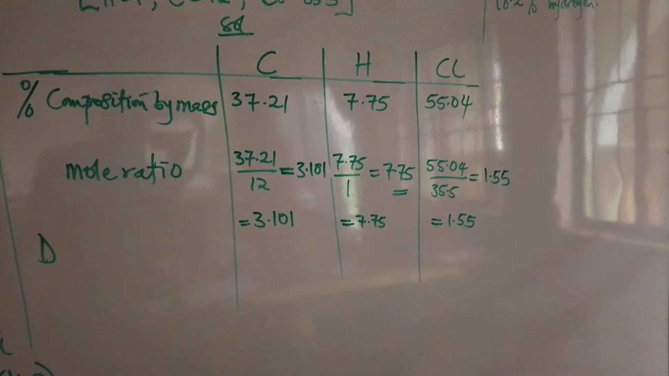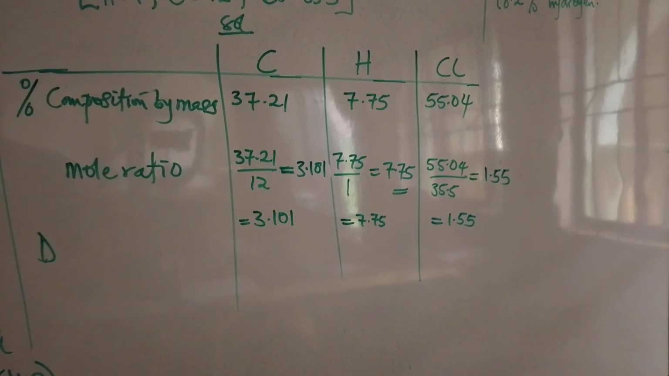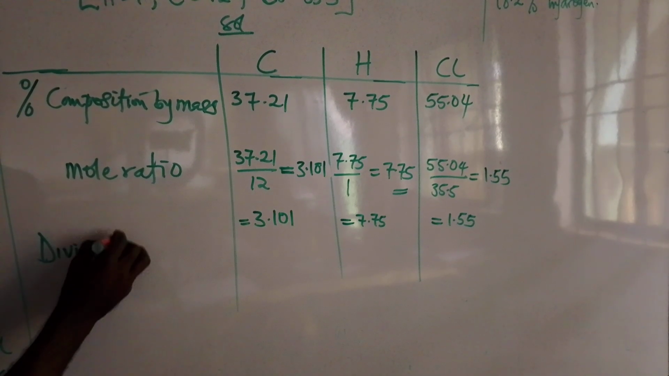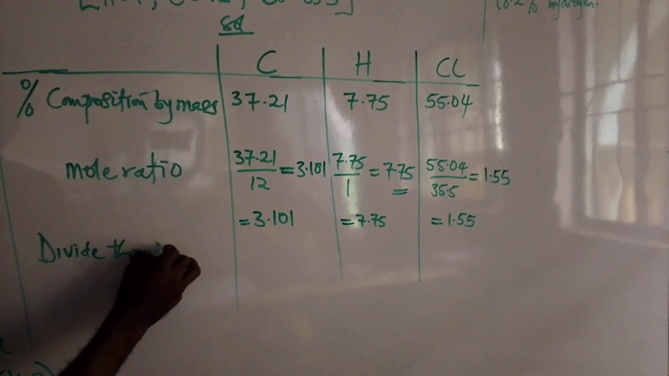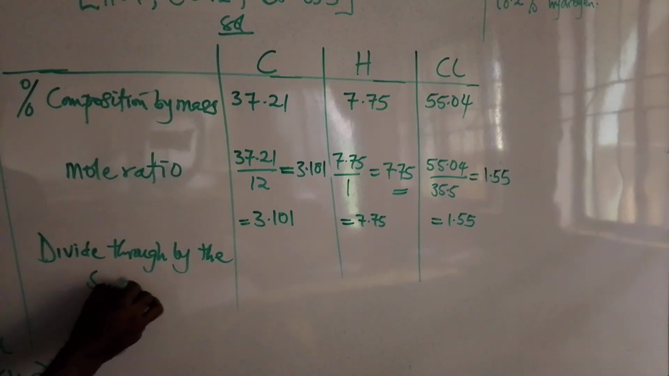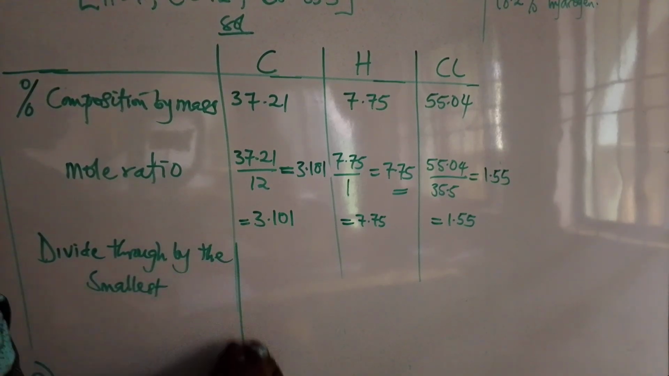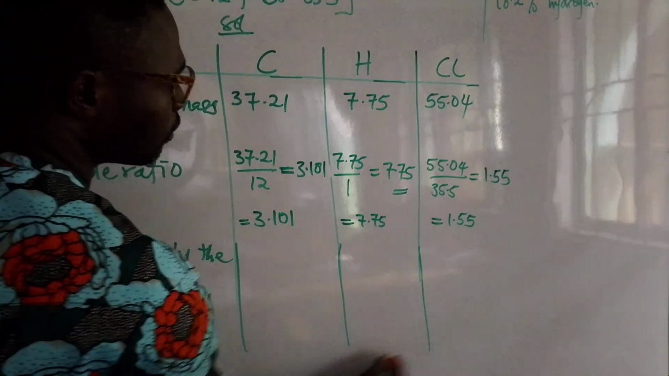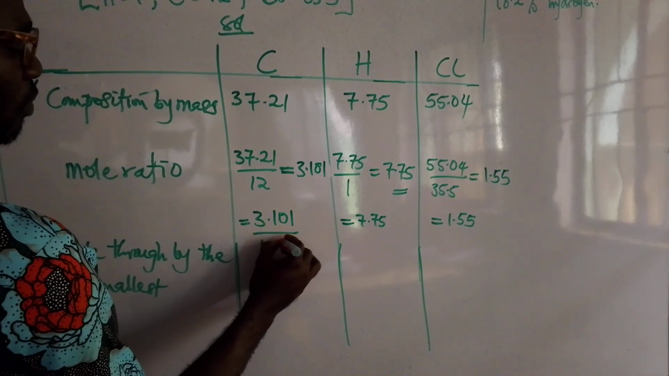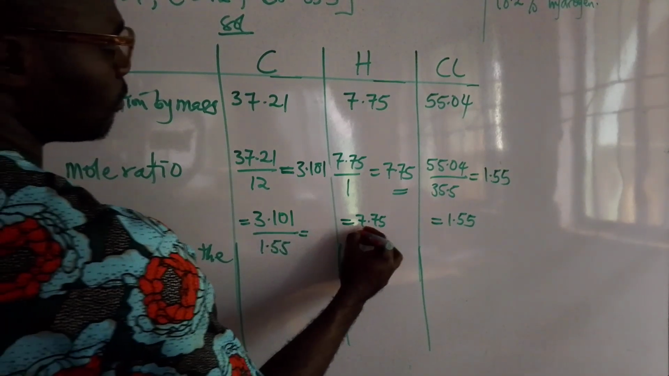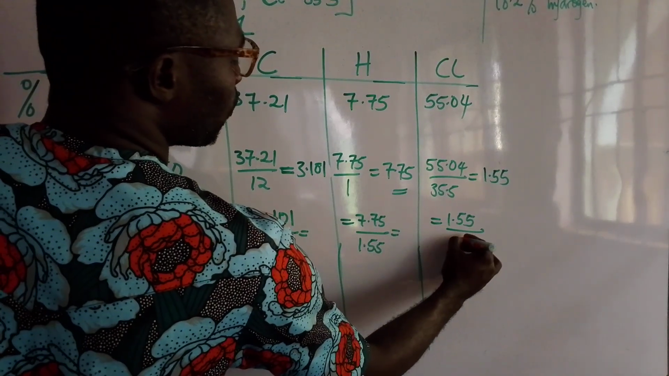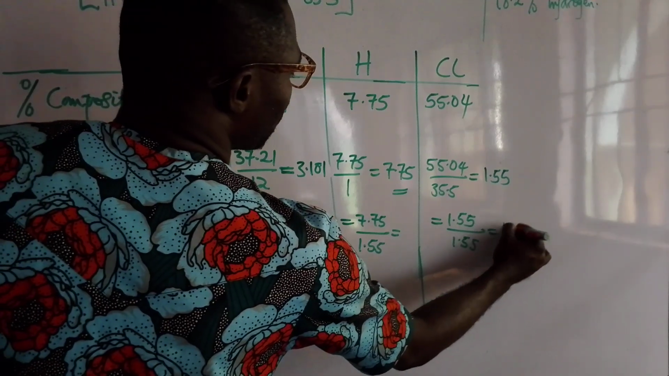The next stage is to divide through by the smallest. Which of them is the smallest? So I have 1.55. I'm dividing this one by 1.55, this one by 1.55, and this one by 1.55. So this one I'll get 1.00.